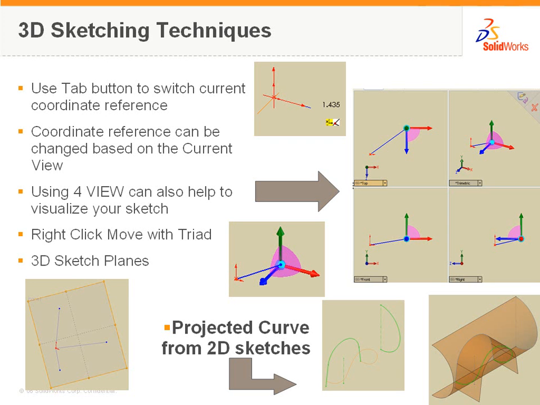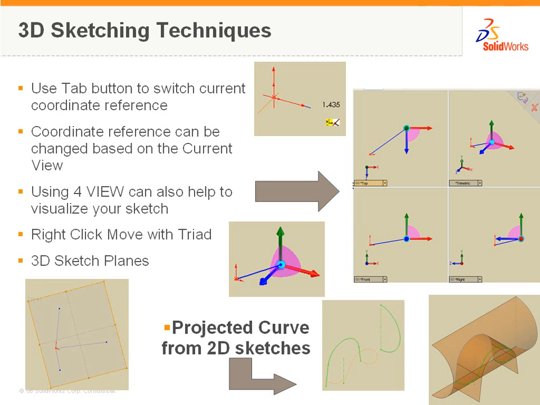With SOLIDWORKS routing, you're going to use a lot of 3D sketching, so I've outlined some techniques here to save you time. When you start a line in a 3D sketch, SOLIDWORKS is going to go ahead and give you a coordinate reference. That coordinate reference is based on your current view. So if you rotate your model, that coordinate reference will change based on whatever axes you're most close to being normal to. Or you can change the current coordinate reference with the tab button.